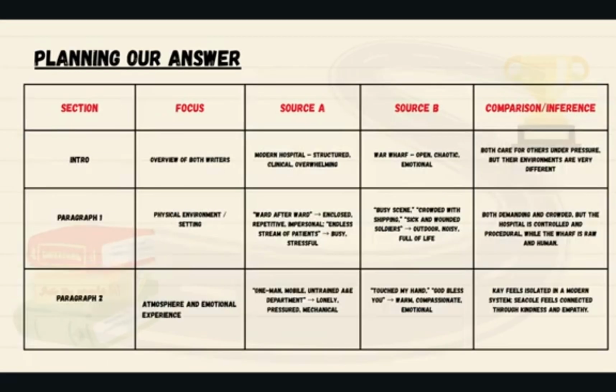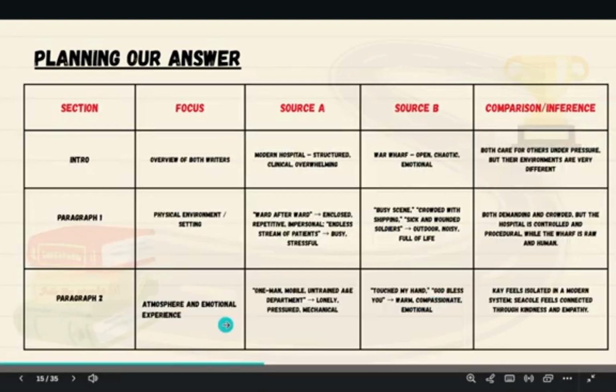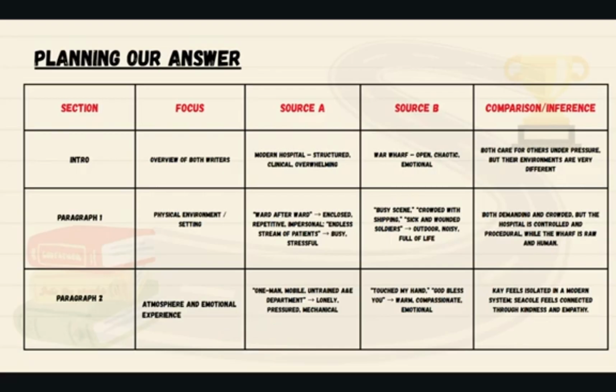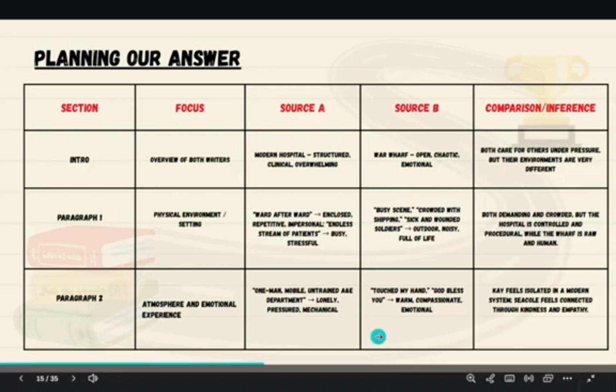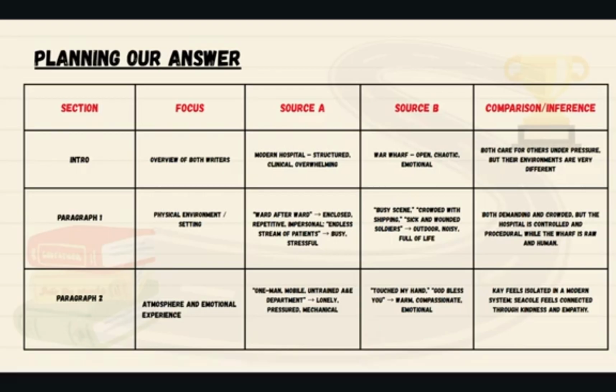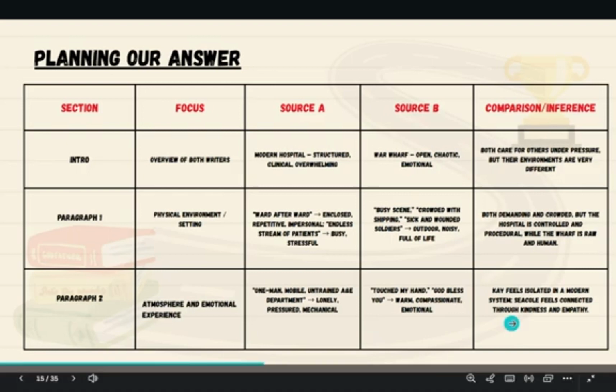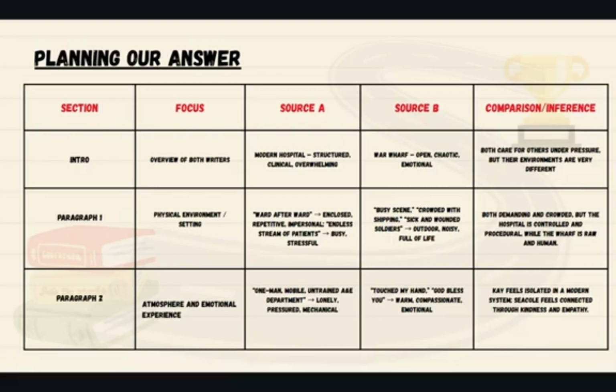In the next section of paragraph 2, I've said the focus is on the atmosphere and the emotional experience. This can be shown in the quote in source A, "one-man, mobile, untrained A&E department", which shows the environment is lonely, pressured and a mechanical job for the doctor in source A, whereas in source B, the quotes "touch my hand" and "God bless you" show it's a warm, compassionate, emotional job. The inference from here is that K feels isolated in a modern system in source A, whereas Seacole feels connected through kindness and empathy in source B.